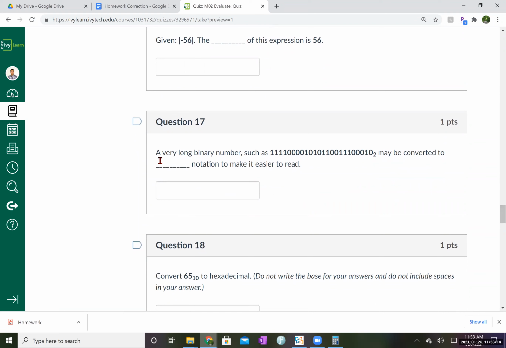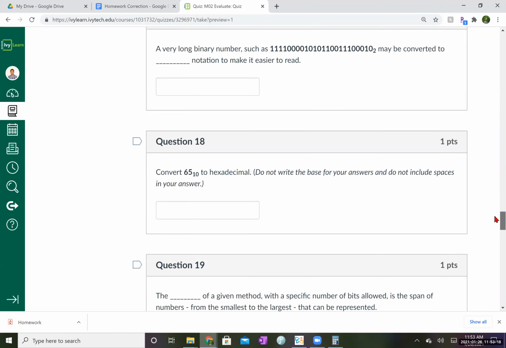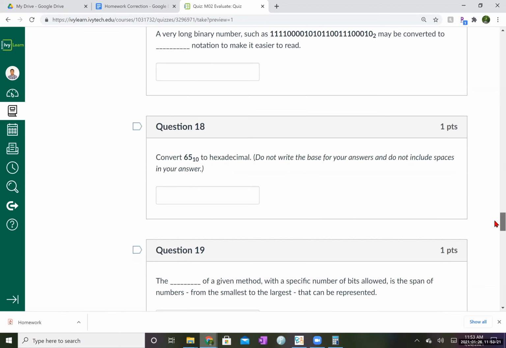That one is scientific notation. This one is very simple, right?